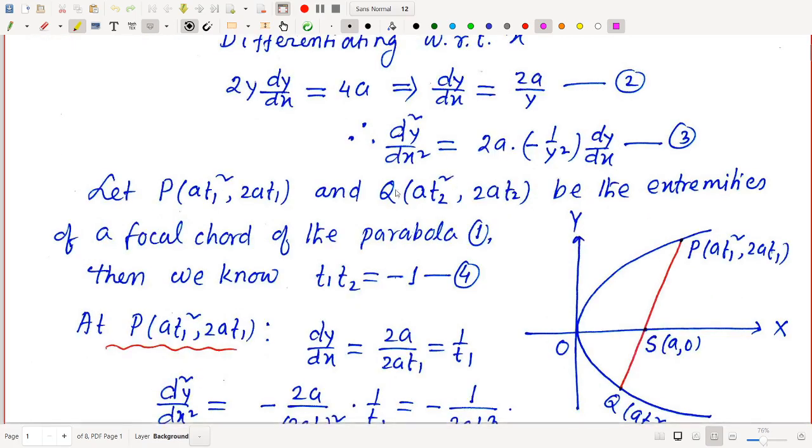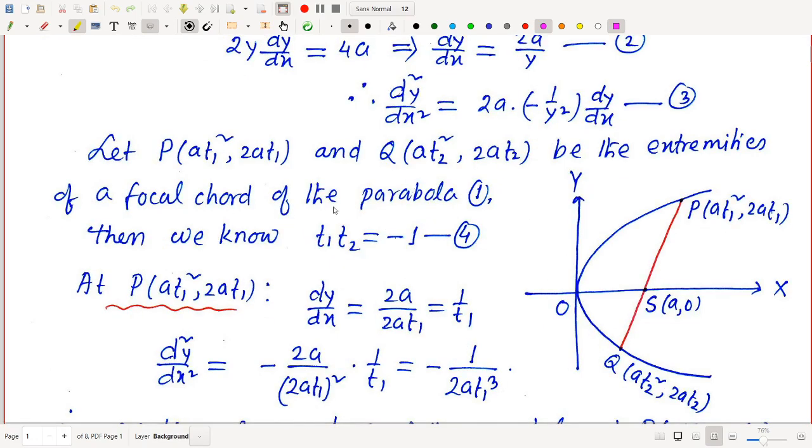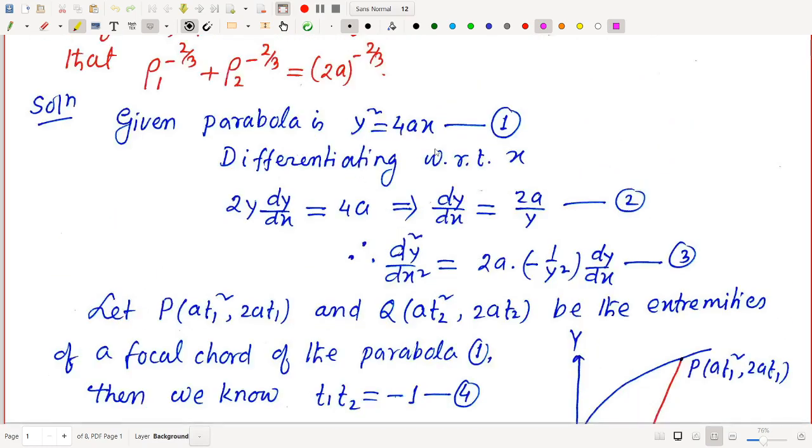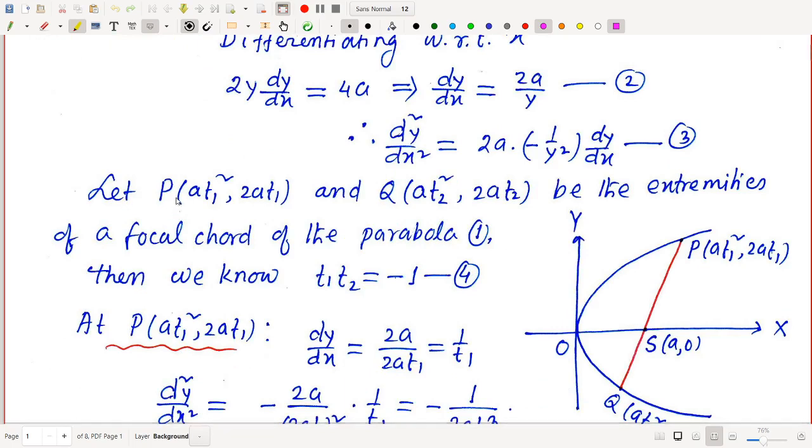Now we have to consider a focal chord. Let P with coordinates (at1², 2at1). See, the parametric equation of this parabola y² = 4ax is x = at², y = 2at. So coordinates of any point on the parabola can be taken as (at², 2at). That's why we have taken P with coordinates (at1², 2at1) and Q with coordinates (at2², 2at2) be the extremities of a focal chord, endpoints of a focal chord of the parabola.